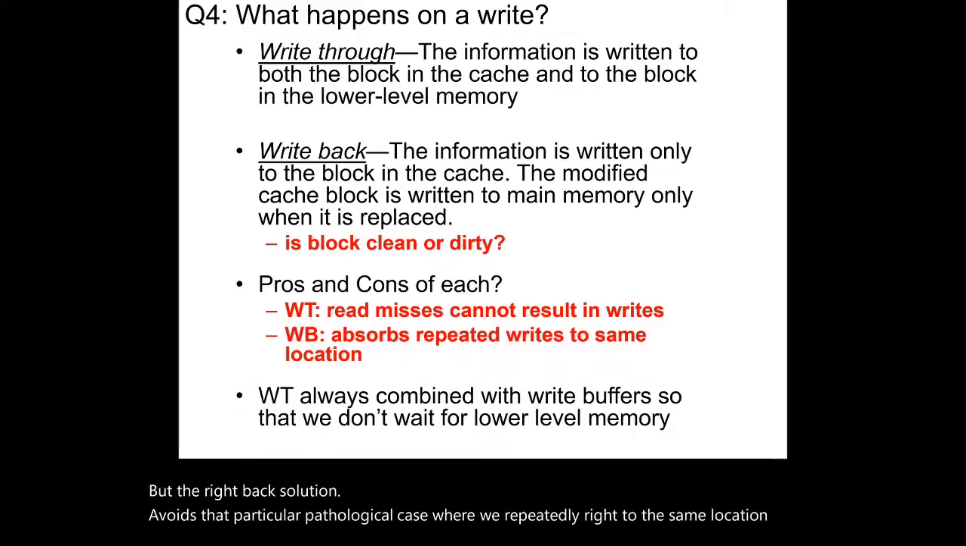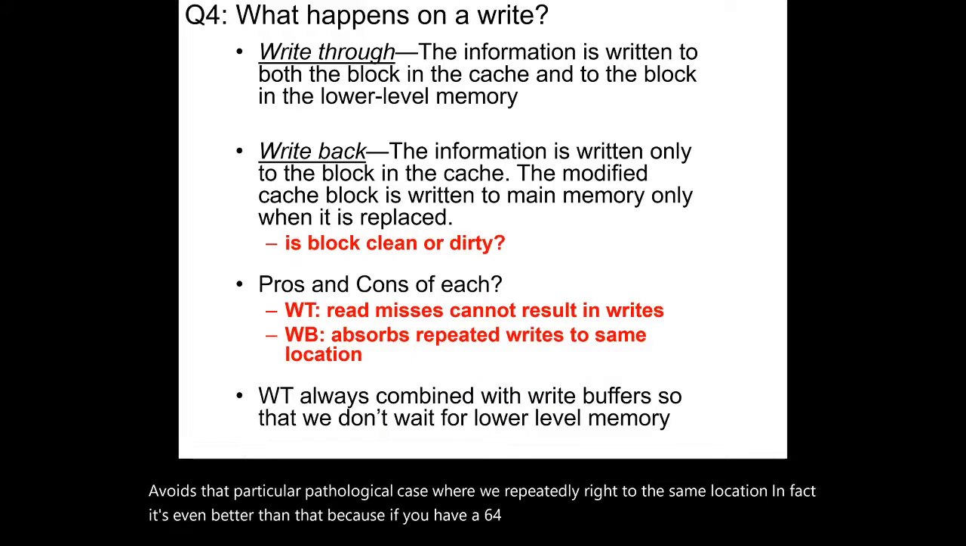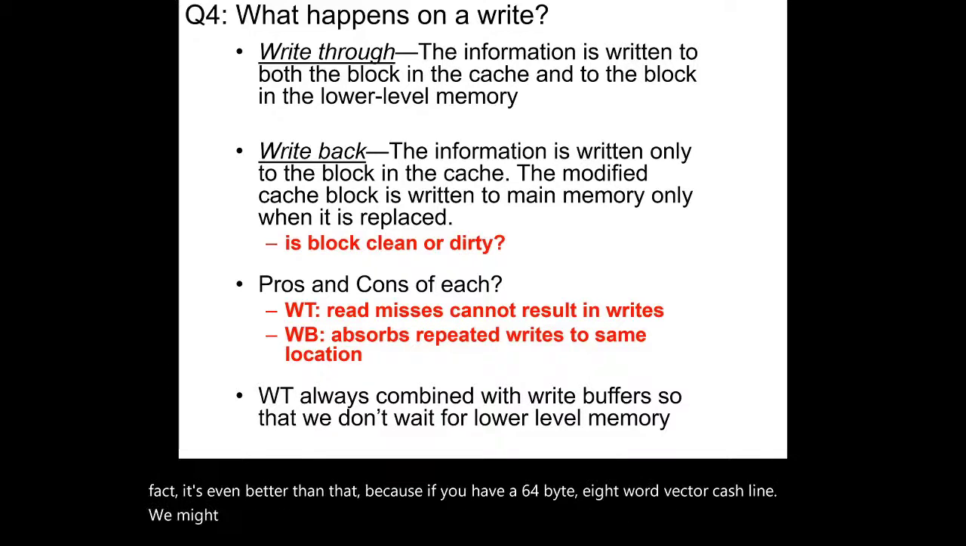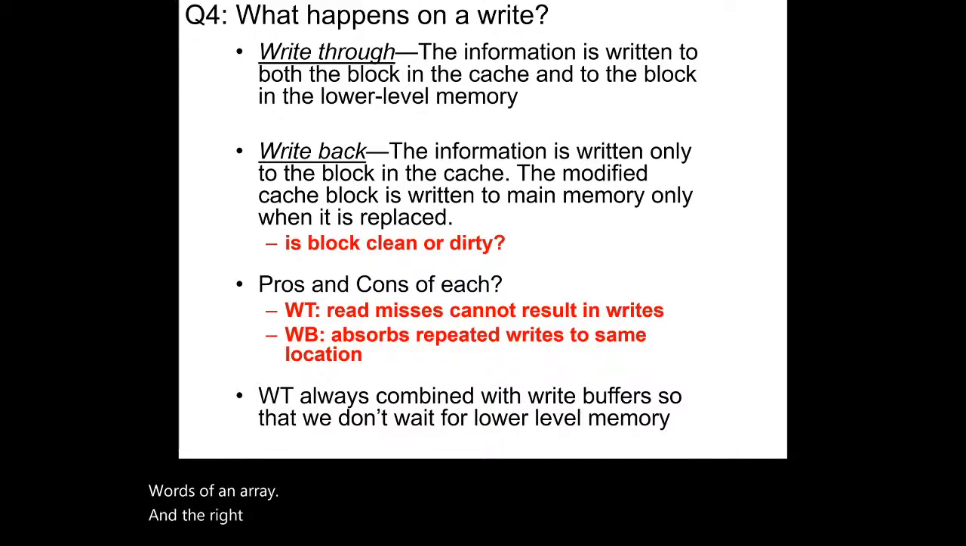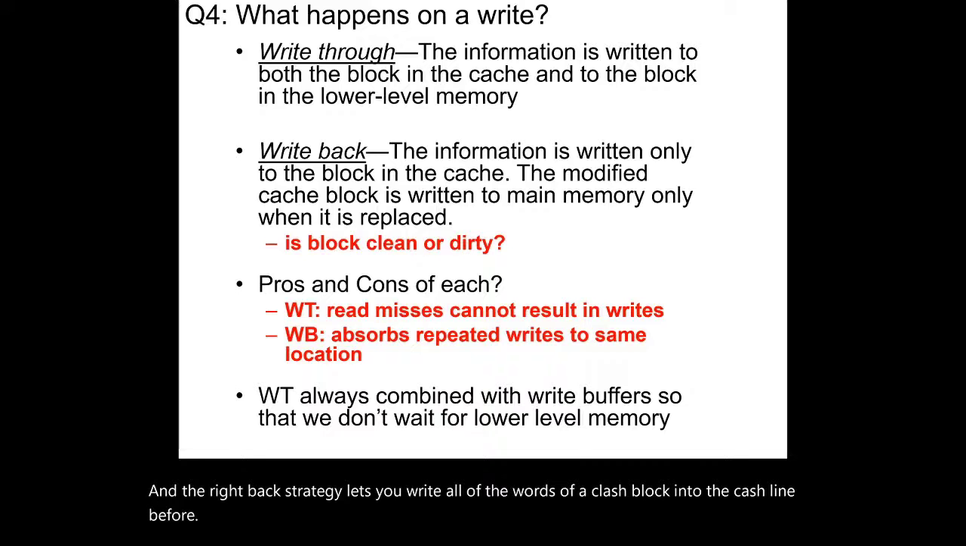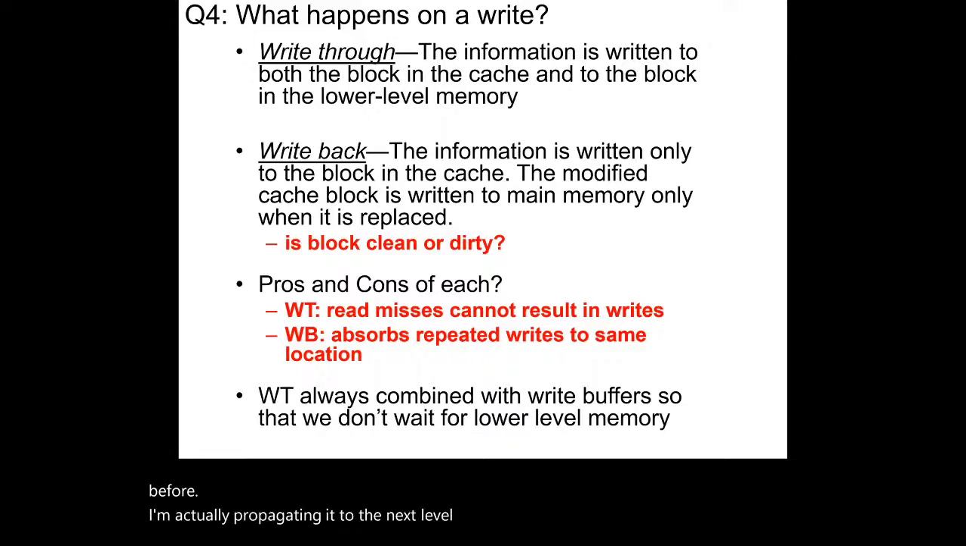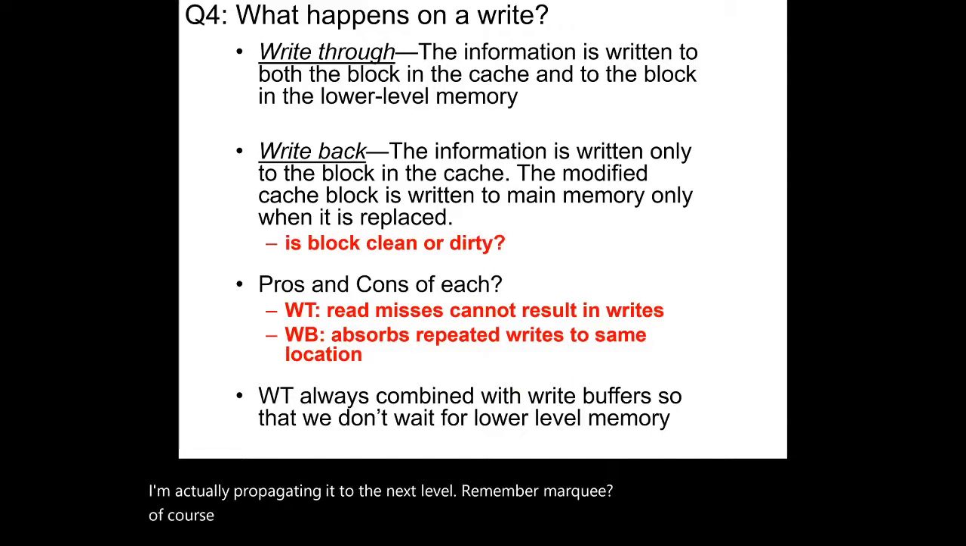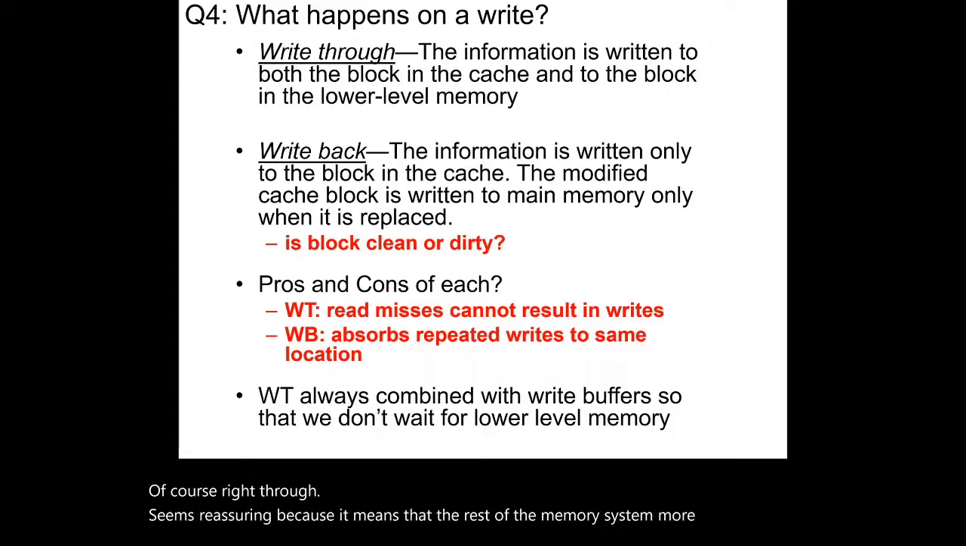In fact, it's even better than that, because if you have like a 64-byte, 8-word cache line, we might not be repeatedly accessing the same word. We might instead be updating successive words of an array. And the write-back strategy lets you write all of the words of a cache block into the cache line before actually propagating it to the next level of the memory hierarchy. Of course, write-through seems reassuring because it means that the rest of the memory system more promptly gets up-to-date data.